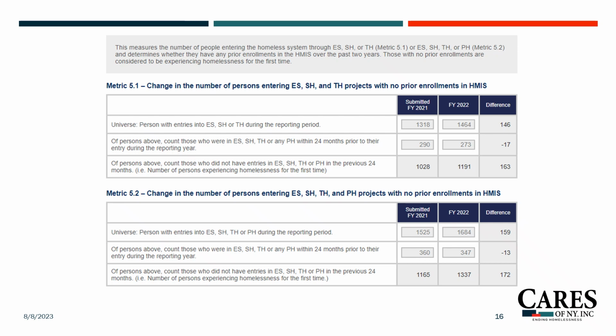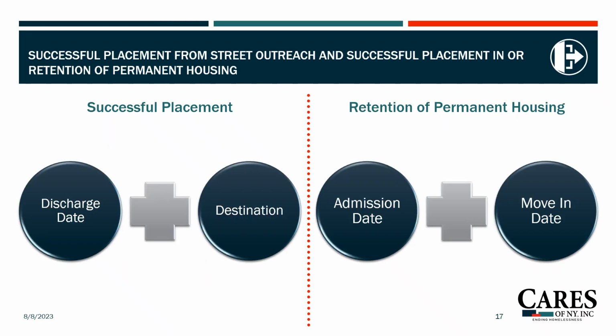Measure 7 is looking at successful destinations from street outreach, emergency shelter, transitional housing, rapid rehousing, and permanent housing. In order to be considered a successful placement, the destination must be recorded as anything other than a homeless situation or missing or unknown destinations of client doesn't know, client refused, data not collected, no exit interview completed, or other. Destinations of other should never be used as there is no way to quantify this.